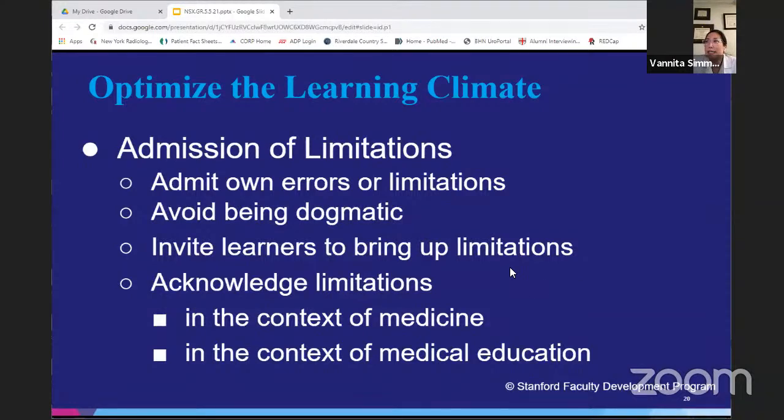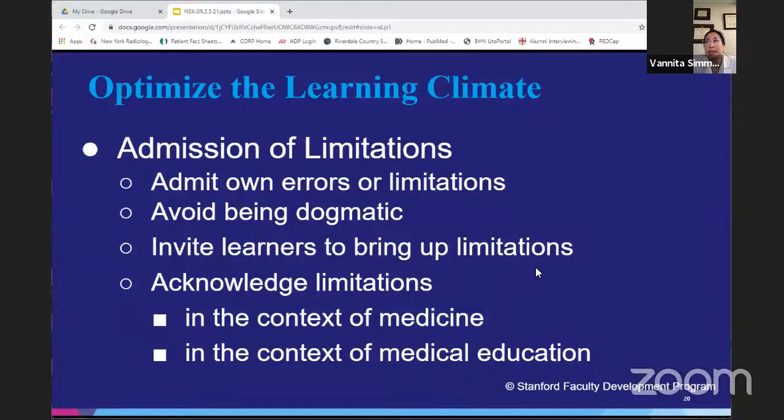So the last part of optimizing the learning environment is admission of limitations. And admittedly, for me, this is a little difficult concept to grasp, but it's basically showing grace and role modeling professionalism to your learners.